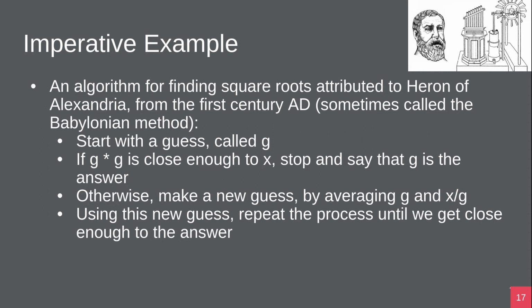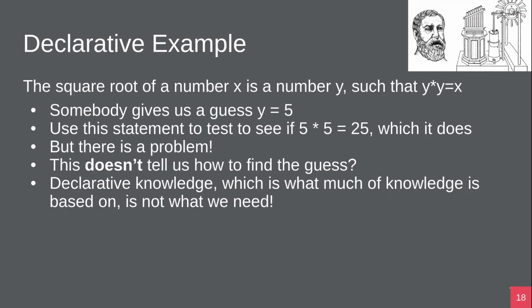Now, there is one problem with this: it doesn't tell you how to find G. It tells you what to do with G, but it doesn't tell you how to find G. How do you tell the computer how to find the guess? That's where we need some kind of declarative knowledge. We need some way of determining the guess. We can't just say to the computer, take a guess. The computer will say, well, what do you mean take a guess? I can take many guesses, but you'll have to tell me what those guesses are.